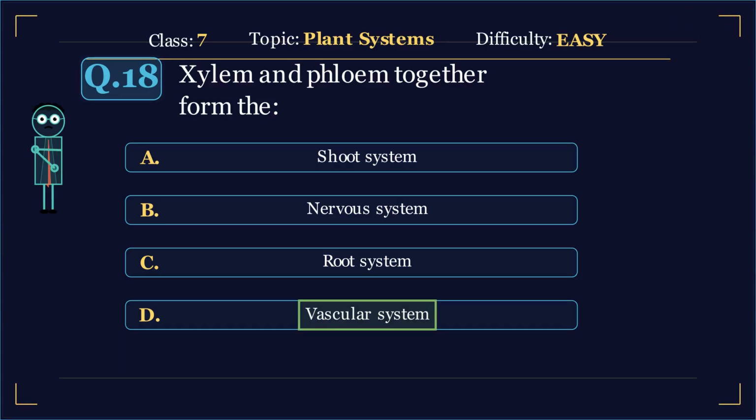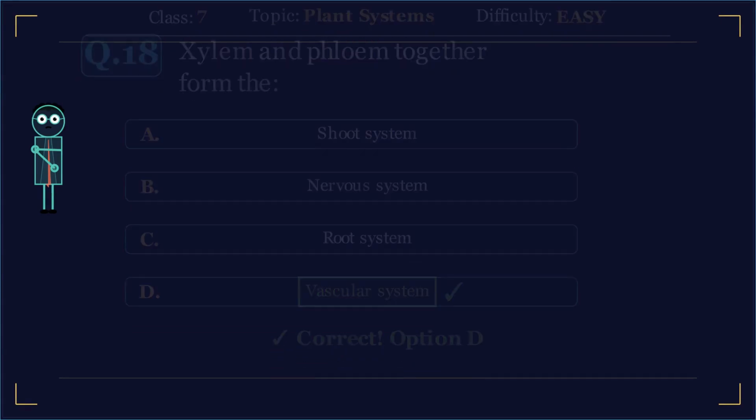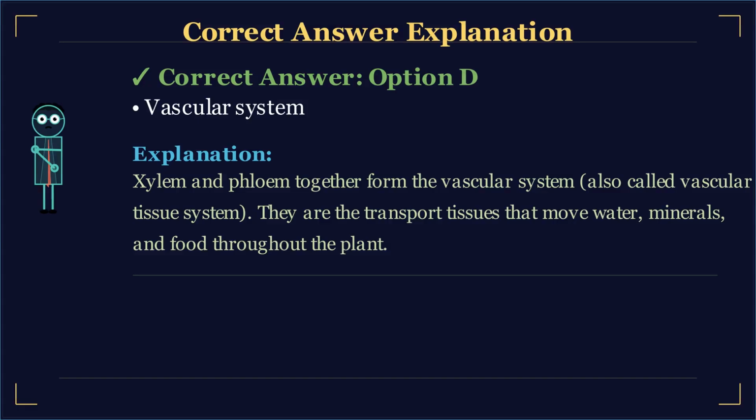The correct answer is option D. Here's the explanation for the correct answer. Xylem and phloem together form the vascular system, also called vascular tissue system. They are the transport tissues that move water, minerals, and food throughout the plant.